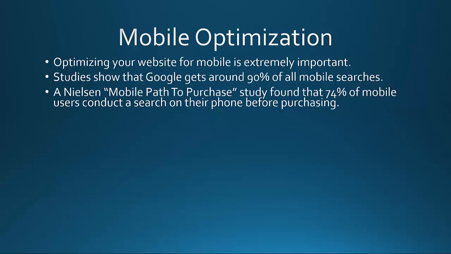A Nielsen mobile path to purchase study found that 74% of mobile users conduct a search on their phone before purchasing. That's again 74% of mobile users conduct a search on their phone before purchasing. I wanted to repeat that because it's such an important statistic. 83% of those people intend to make a purchase within a day. So I hope you're starting to see the importance of having a mobile strategy. That means having a website that is mobile optimized.